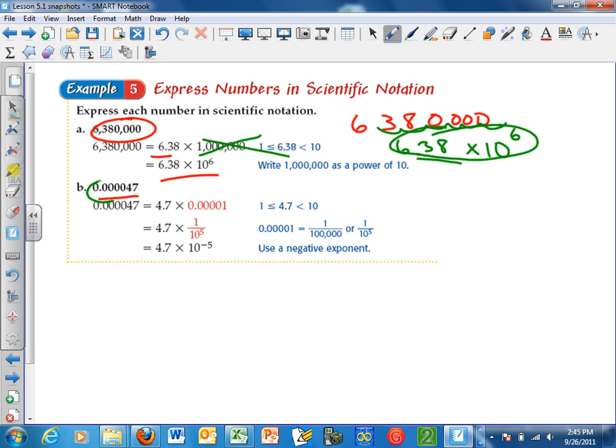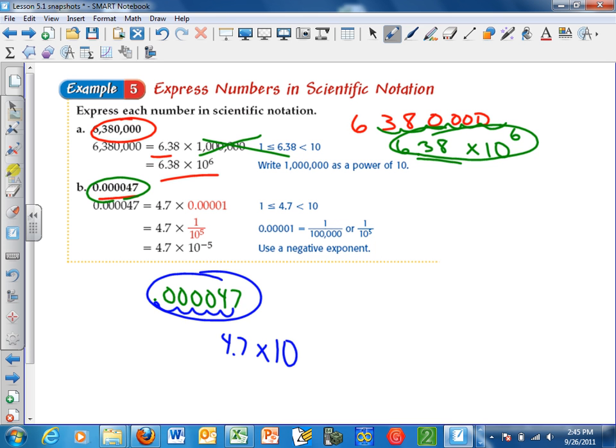This one is a decimal between 0 and 1. You have 0.000047. So here's where my decimal point starts out. I want to move it over and make it 4.7 times 10 to the what? Well, if this is a small decimal between 0 and 1, the exponent must be negative, and then how many places you moved it, which is negative 5.